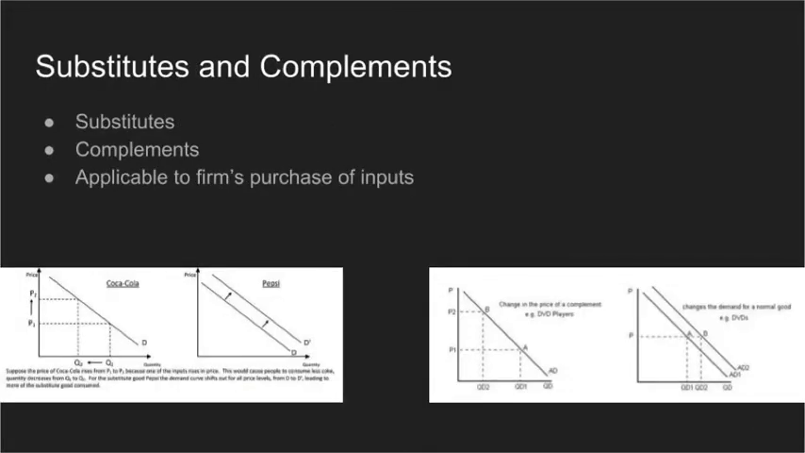A substitute is when a rise in the price of one good makes consumers more willing to buy the other good. Meanwhile, when two goods are consumed together, they are considered as complements. The concepts of substitutes and complements are also very applicable to a firm's purchase of inputs. Just as the price of related goods affects consumers' purchasing decisions, the price of other inputs can affect a firm's decision about how much of an input it will use.